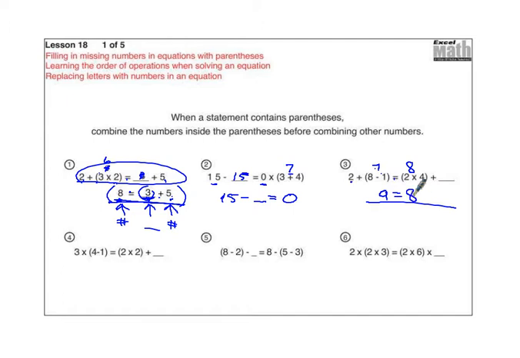I'm writing in the same order. Notice I'm putting all this here: 9 equals 8 plus blank. Okay, what number goes in the blank? 1. Beautiful. All right, go ahead and try 4. And by the way, you should have this written just like that on your paper, exactly like mine. Do 4, 5, and 6. Pause the video, turn it back on when you're ready to see the solutions.